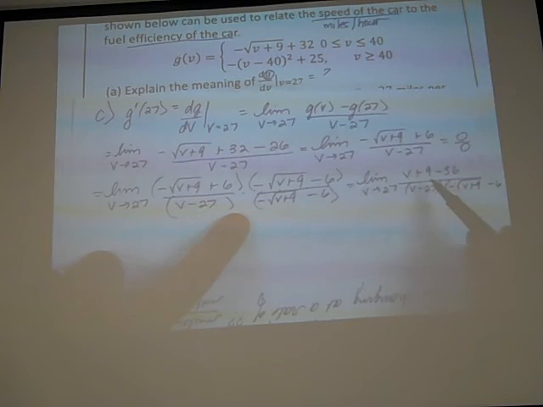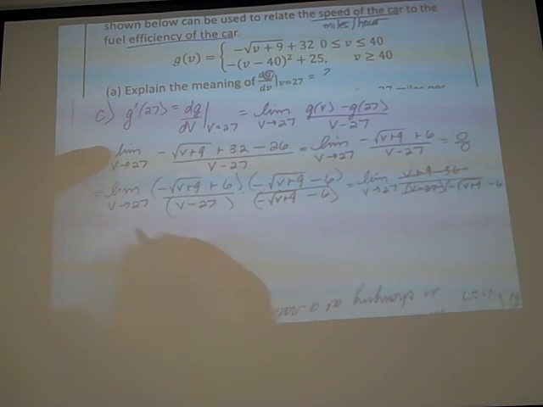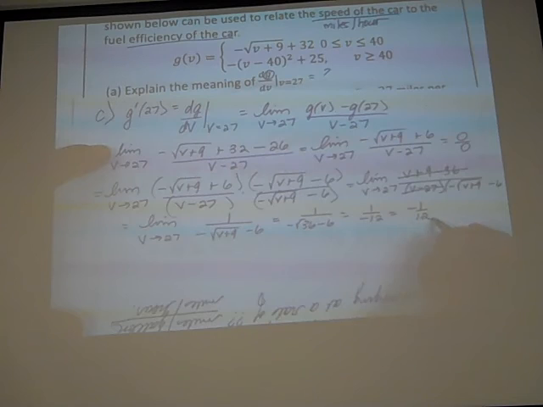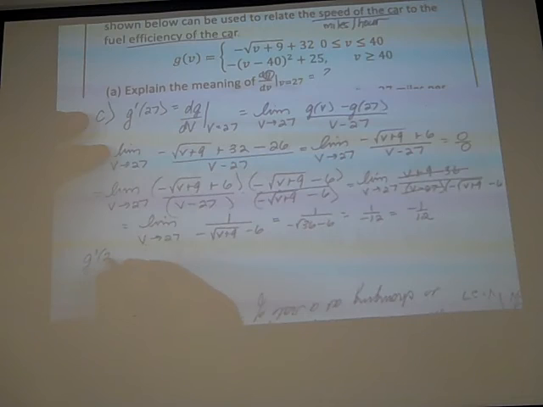Let's save ourselves a little headache here. V plus 9 minus 36 is the same as V minus 27. These two expressions will cancel out, leaving us the limit as V approaches 27 of 1 over negative the square root of V plus 9, minus 6. If I plug in the V now, I get negative square root of 36 minus 6, which is 1 over negative 12, negative 1/12. What the heck does that mean? G prime of 27 equals negative 1/12.